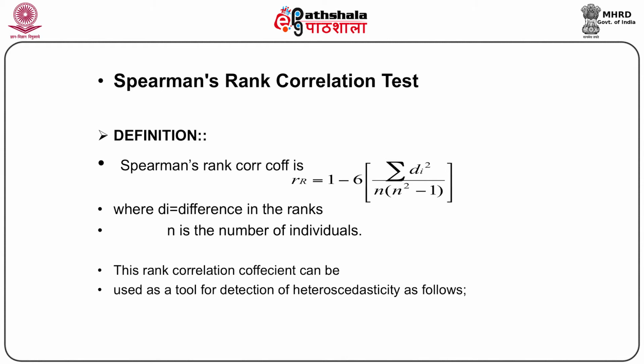The third method of detecting heteroscedasticity is the use of Spearman's rank correlation test. We know that Spearman's rank correlation coefficient is defined by 1 minus 6 times the sum over di square divided by n times n square minus 1, where di is the difference in the ranks assigned to two different characteristics of the ith individual, and n is the number of individuals in the sample. This rank correlation coefficient can be used as a tool for detection of heteroscedasticity as follows.